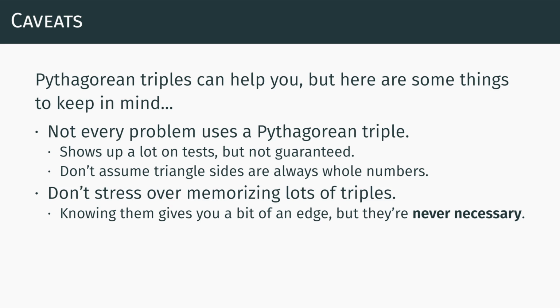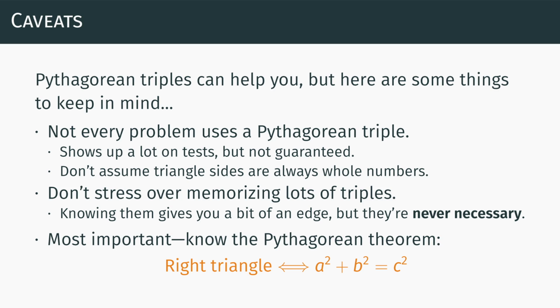And finally, most important of all, remember that Pythagorean theorem. All this Pythagorean triple stuff is neat, but the core of it all is knowing that a right triangle means a squared plus b squared equals c squared.